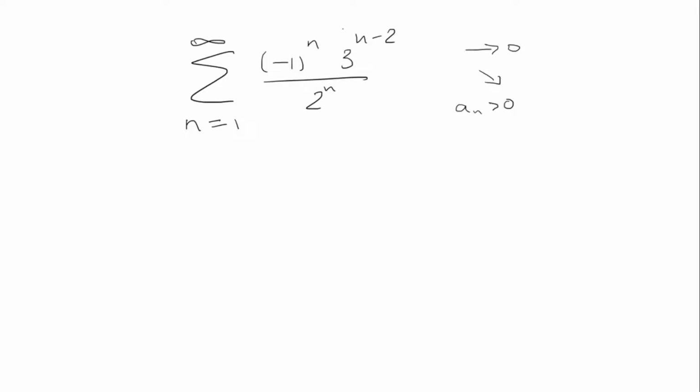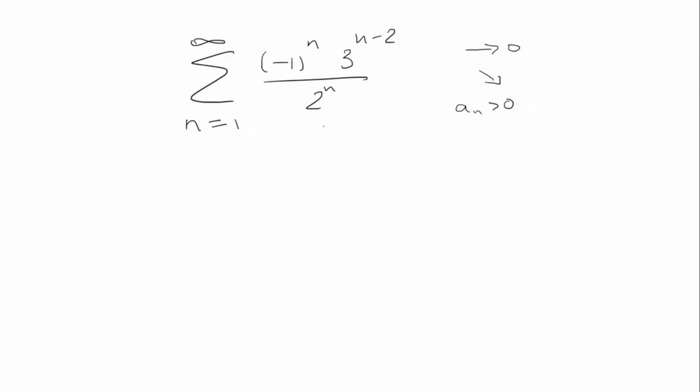The next sum we have from n equals 1 to infinity, -1 to the n, 3 to the n minus 2 over 2 to the n. So we know that this looks like an alternating series because of the -1 to the n power. So for the alternating series, we have to see that the limit goes to 0, it's decreasing, and a sub n is positive. So a sub n being this part right here. Now, let's do a quick check to see if the limit goes to 0.